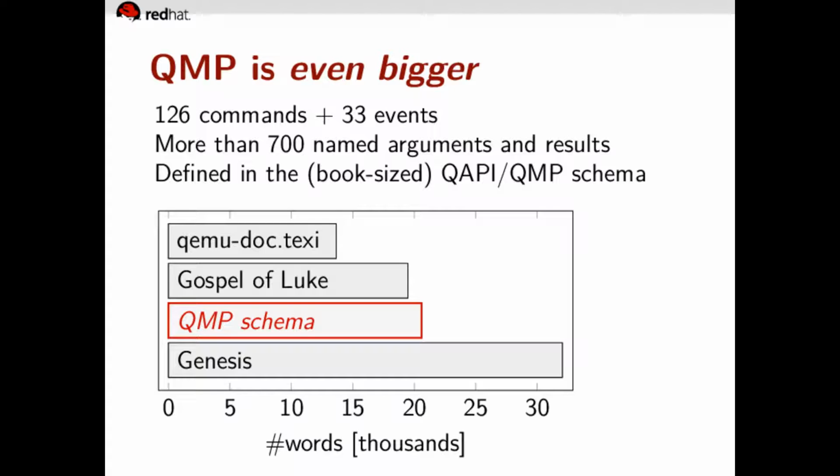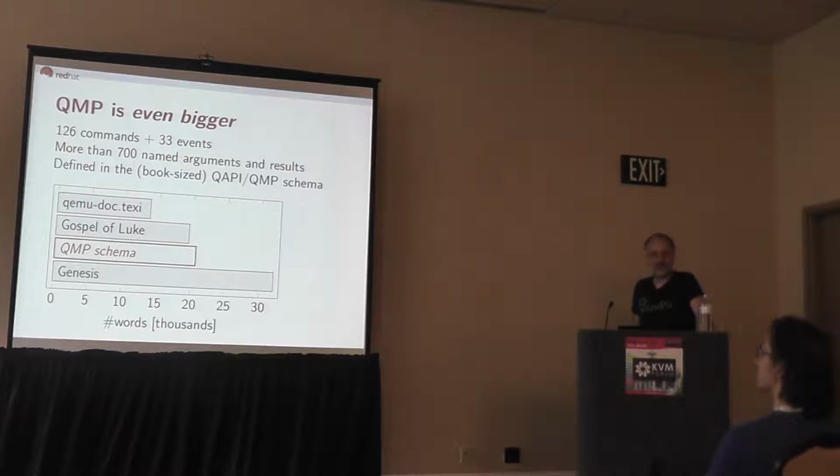QMP is even bigger. It's 126 commands, 33 events, more than 700 named arguments and results in them, and it's defined in the book-sized QAPI schema. So the QAPI schema defines a bunch of other things too, and if I omit them all, just keep the QMP stuff, I end up with about 22,000 words.